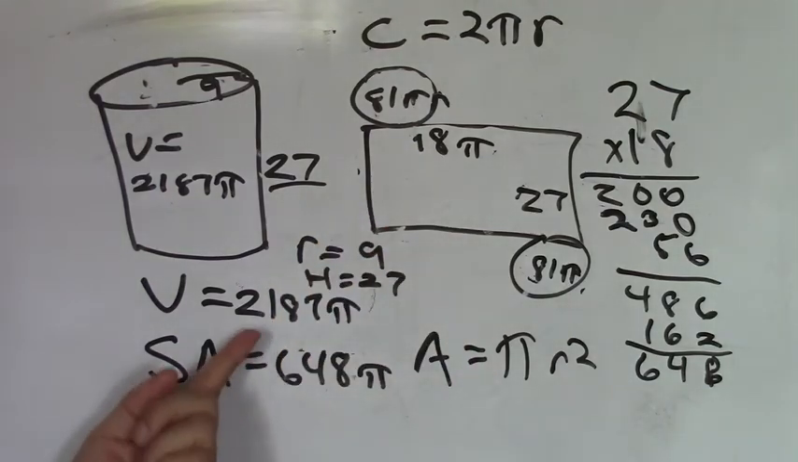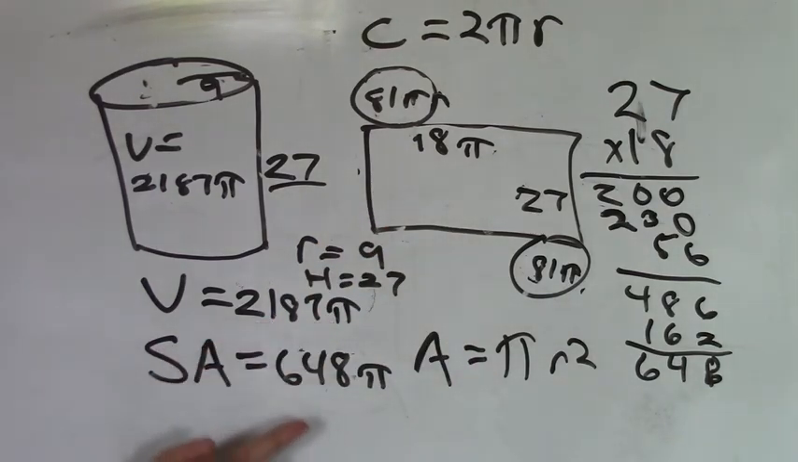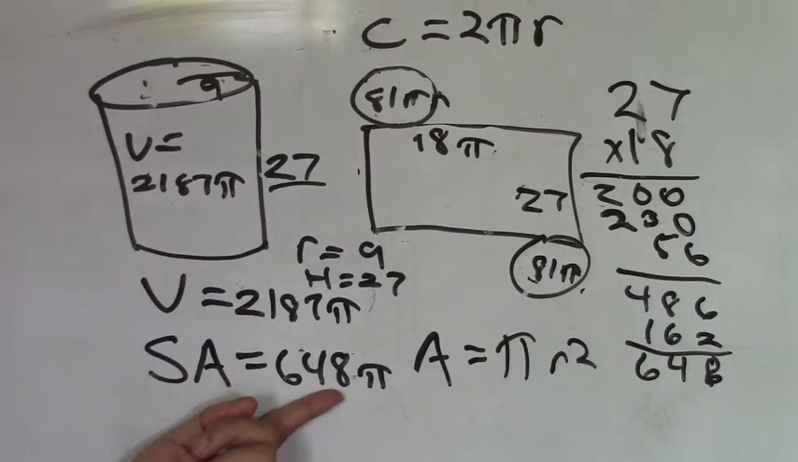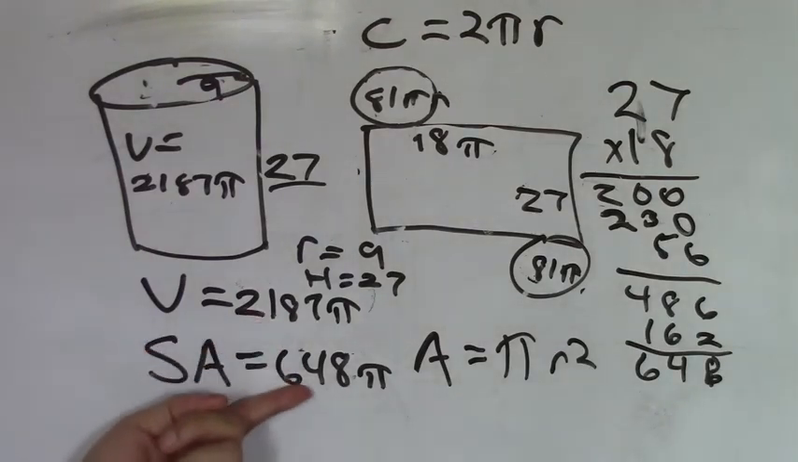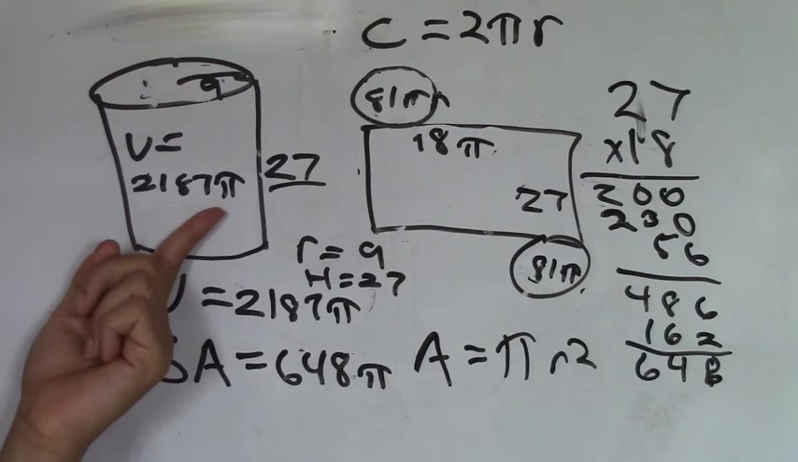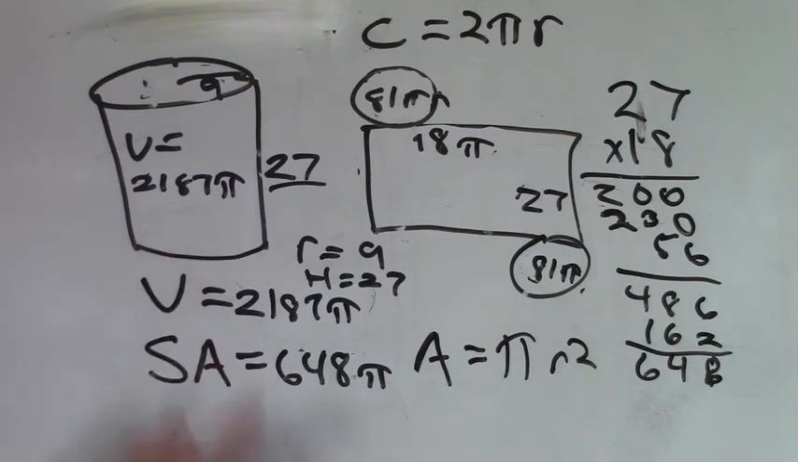All right, so you see that my volume was 2187 pi, and my surface area was 648 pi. Yeah. And we can see that volume compared to surface area, that's not very much surface area for a lot of volume. No, it very much isn't. Because circles hold a lot more. That's why most corrals in the old days were made into the shape of circles.